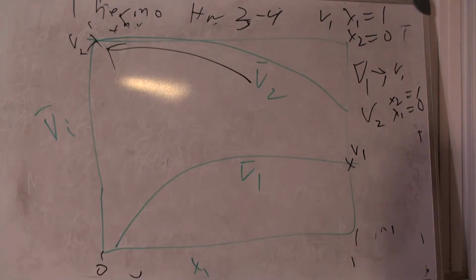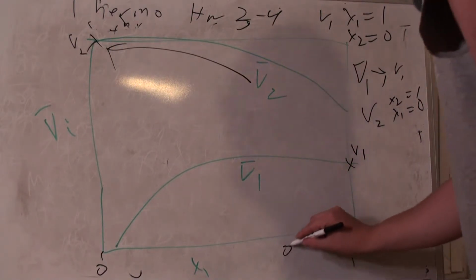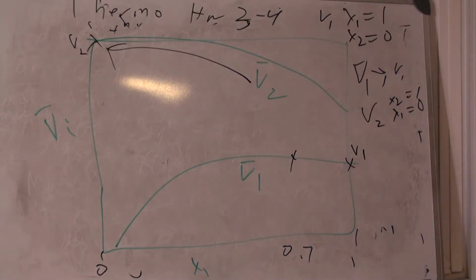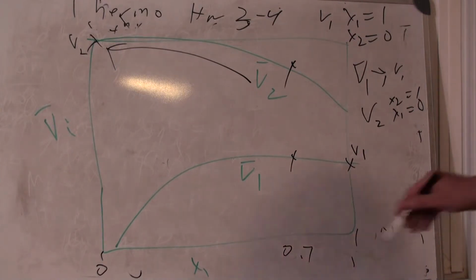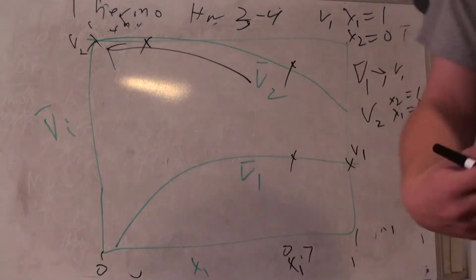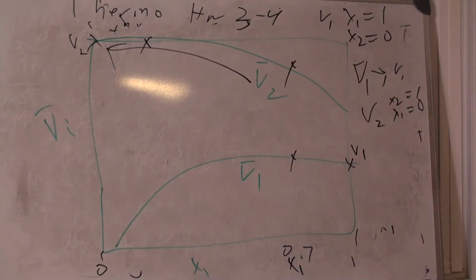Well, what do I do there? Let's see here. It gives me a mole fraction. It says x1 equals 0.7. So let's say this is 0.7. That's V1, but where's V2? V2's right there. If this is x1, it doesn't mean I go to 0.3 for V2. I go to x1.